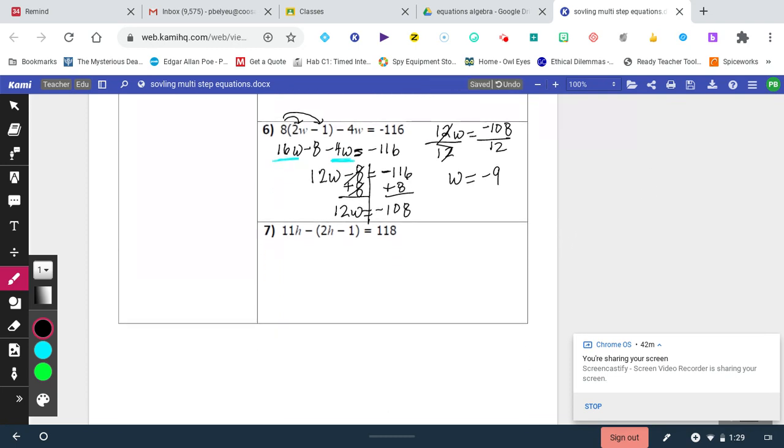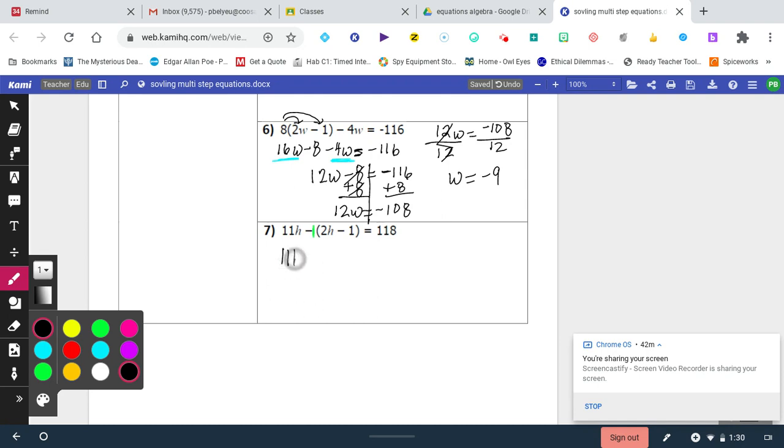Okay, I want you to pause the video and you try number 7. But remember, if you see parentheses and there's no number sitting right next to that parentheses, what do you write? That's right, you put an imaginary 1. Put your 1 there, and you're going to distribute that 1. All right, you pause the video and try it. All right, I've assumed that you paused it and tried it, so here we go.